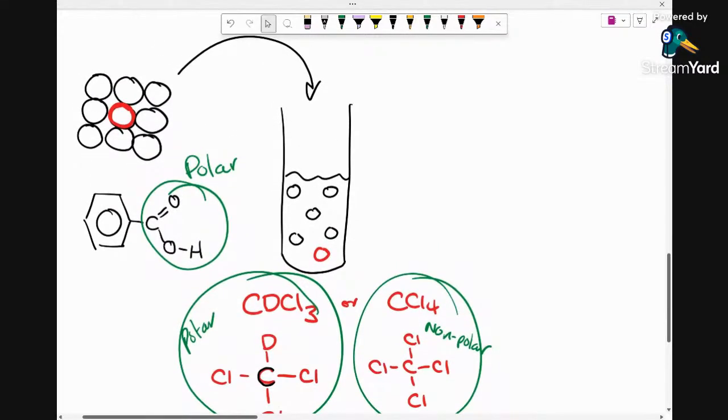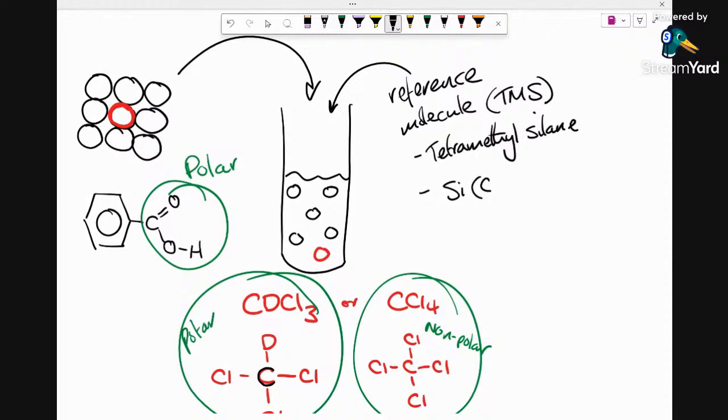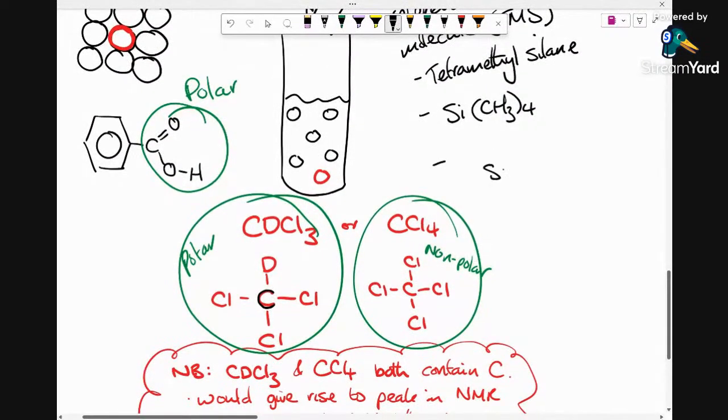Now, once it's dissolved, I now need to add something else to the mix. So in the second stage of this, I'm now going to add what's called my reference molecule. The reference molecule is called TMS. You need to know three things about this. Number one, that it's called tetramethylsilane. You also need to know that its formula is Si(CH3)4. And you also need to know how to draw it: Si at the center, and you've got four CH3s.